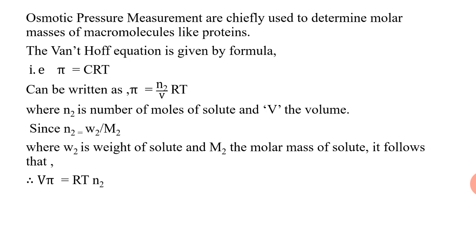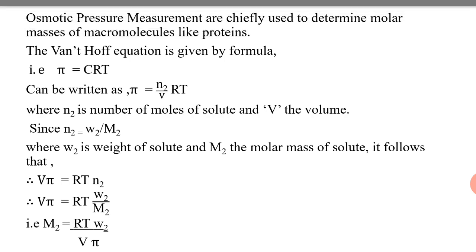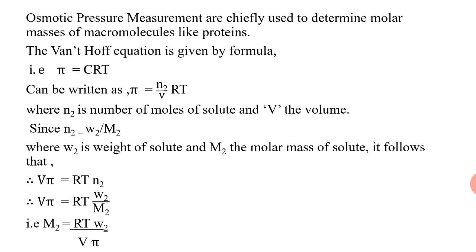Now here, putting the value of N2, we get V pi is equal to RT W2 upon M2. Rearranging the equation, we get the value of M2: M2 is equal to RT W2 divided by V pi. Thus, in this way, we can determine the molar mass of the solute. Now see some numericals.